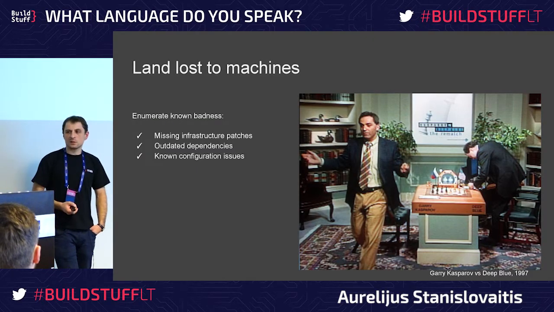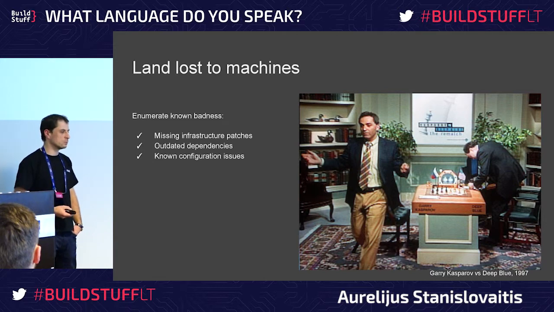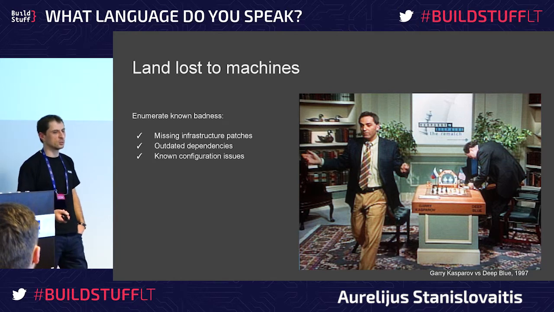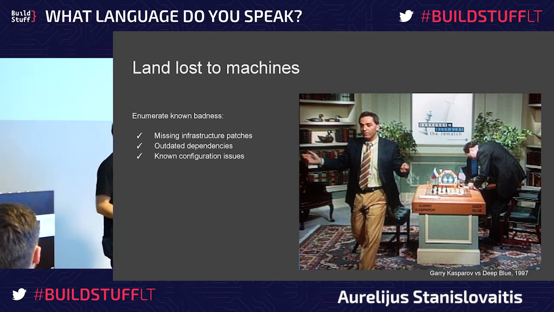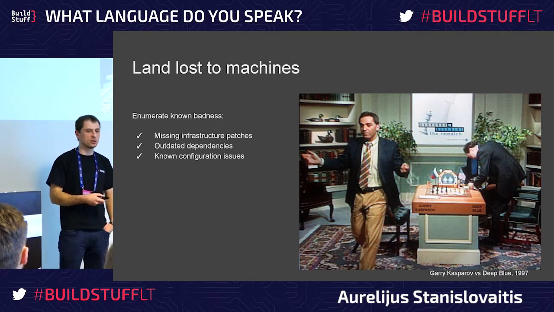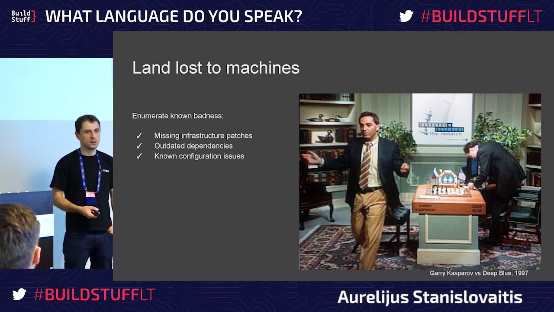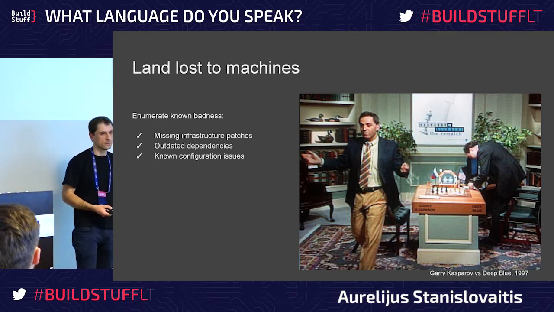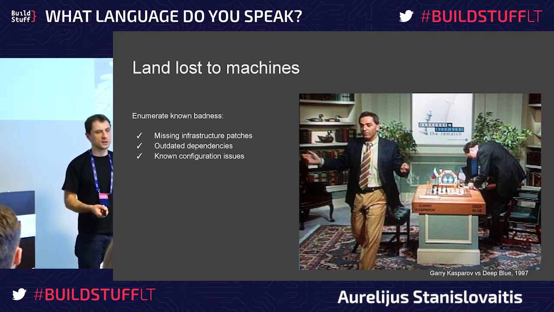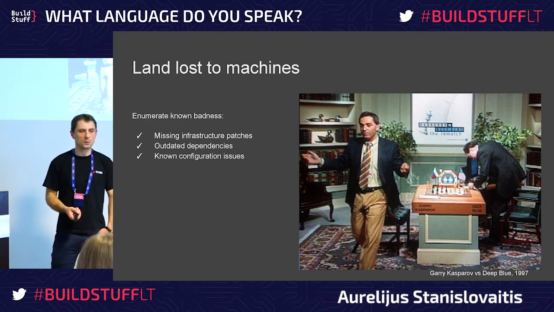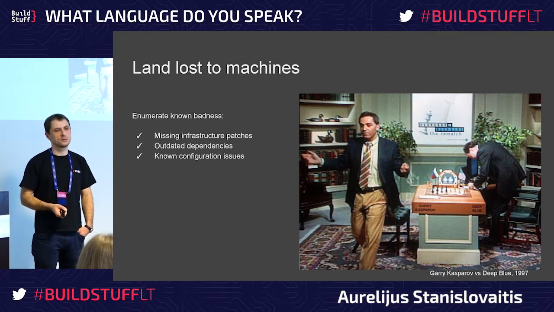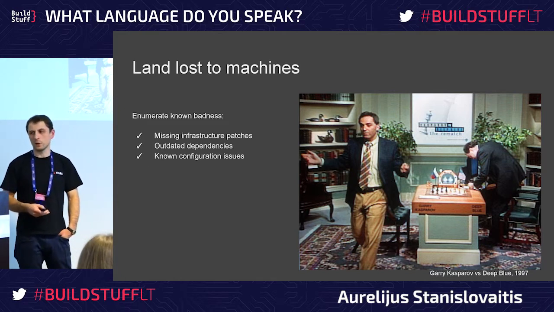Okay, but having said that, we can already see that some tasks definitely should not be done by humans. Machines are very good at enumerating known badness. For example, enumeration of missing patches on your infrastructure. There are brilliant tools doing that really, really well. And if you try to do that by hand on your huge infrastructures, then this definitely will fail.